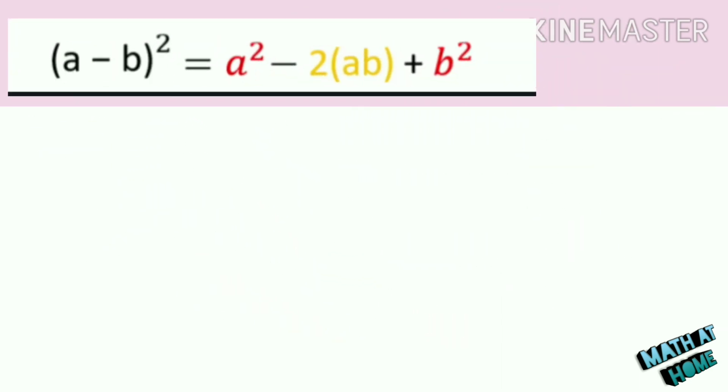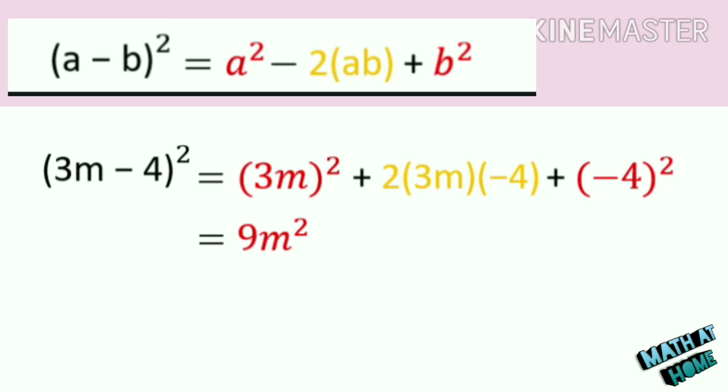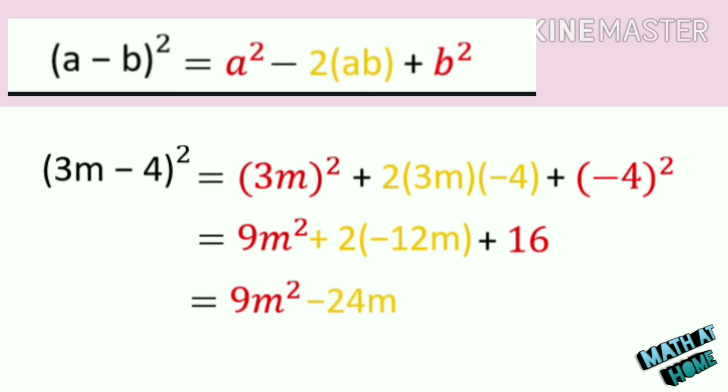In the second example, the square of the binomial 3m minus 4, that is the square of the first term, 3m, plus twice the product of the two terms, 3m and negative 4, plus the square of the last term, which is negative 4. Then we evaluate: the square of 3m is 9m squared, plus 2 times negative 12, plus 16, because negative 4 raised to 2 is positive 16. Then we evaluate the middle part, which is positive 2 times negative 12m. Now we have 9m squared, simply copy, then negative 24m plus 16. So this is now the product of 3m minus 4, the square of this binomial.